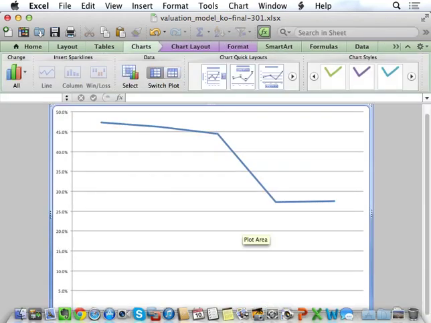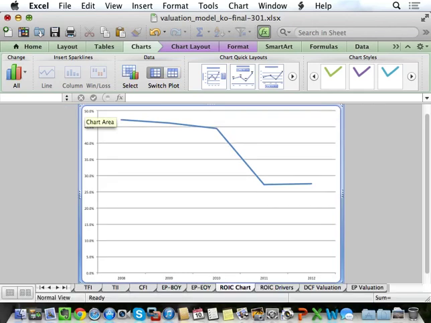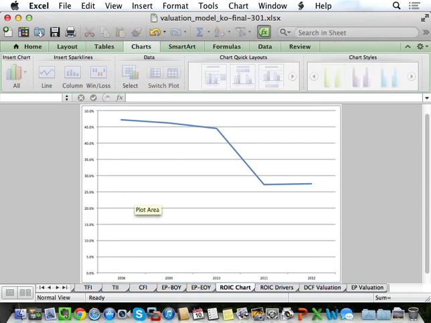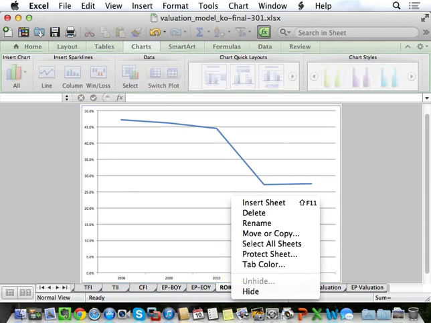Right now, in the model we have a graph of the historical ROIC of the company. And what we want to do is add to this graph the future ROIC. I don't know an easy way to do this, so what I'm just going to do is redo the chart. I'm basically just going to delete the chart, delete the whole sheet, and add a new chart sheet.